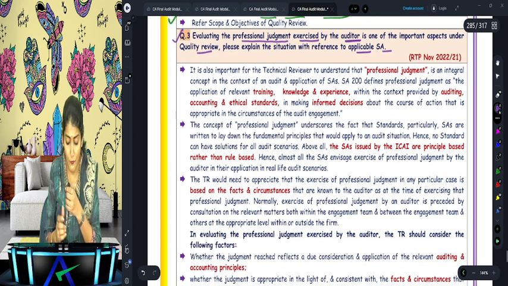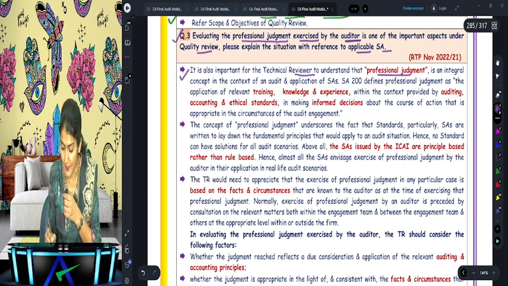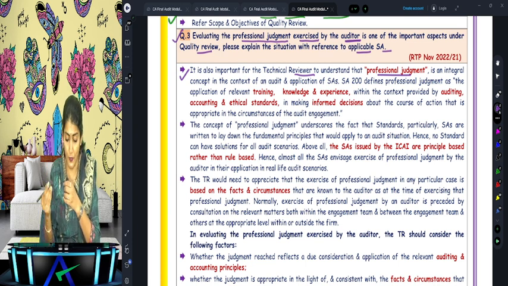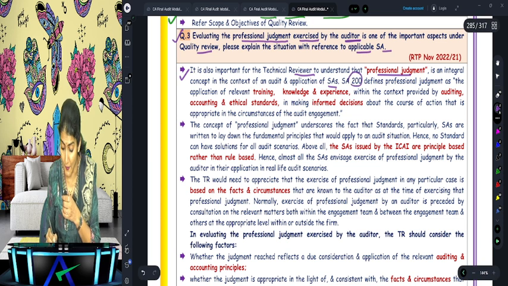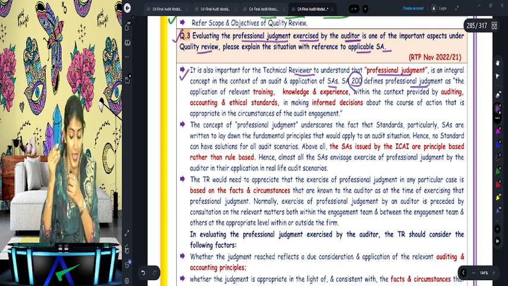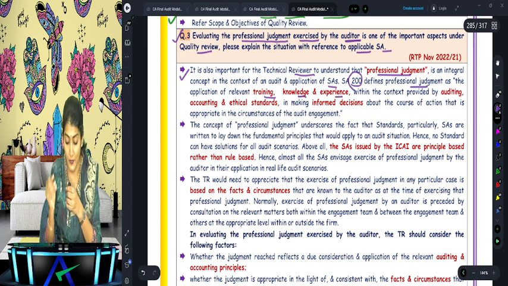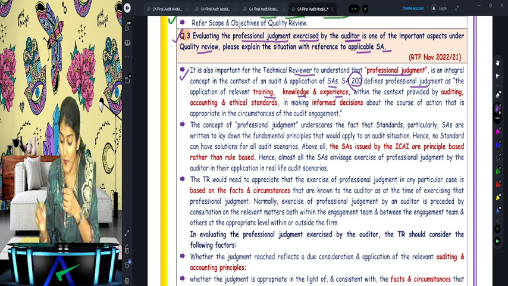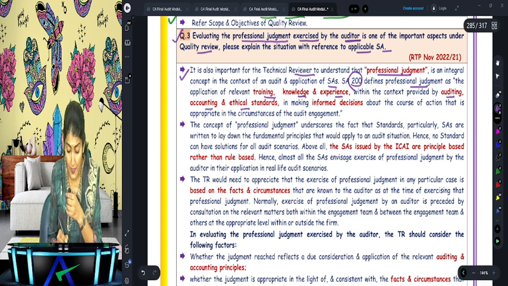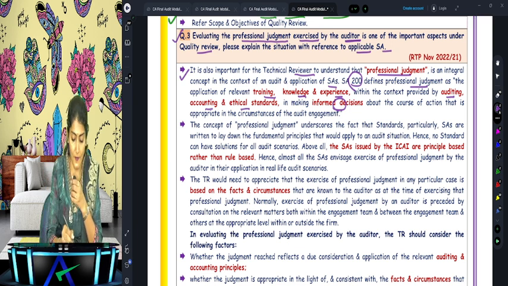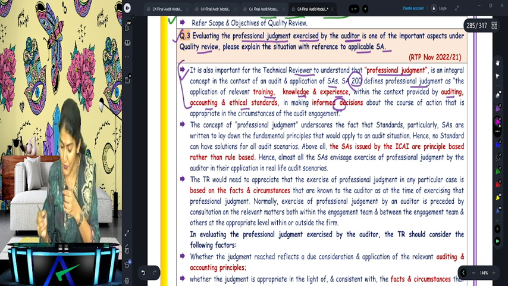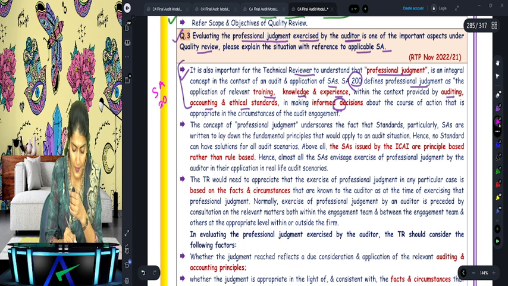So it is important for the technical reviewer to understand that professional judgment is an integral concept in the context of audit and the application of SAs. Then SA 200 defines professional judgment as the application of relevant TKE, training, knowledge and experience, within the context provided by the auditing, accounting and ethical standards in the making of informed decisions, right? So this definition is coming from SA 200.